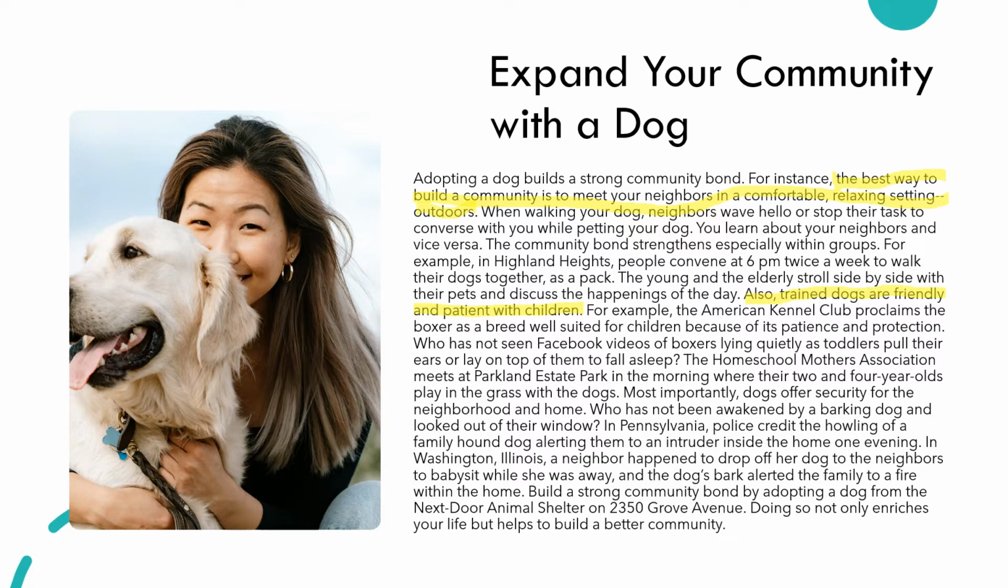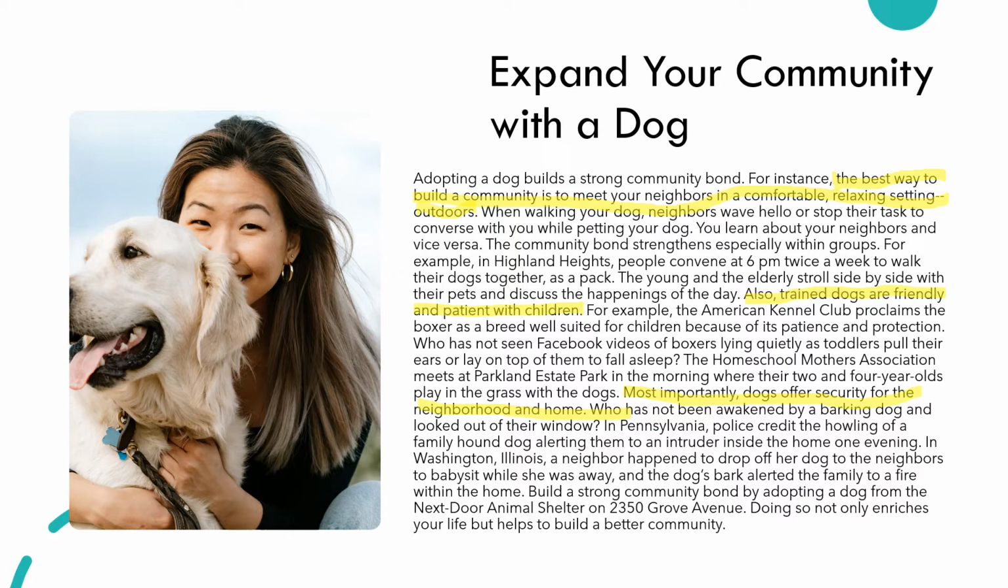Let's keep looking. Any other key points that we find from the article? Hopefully you noticed the one about security. So we have the paragraph divided into 3 sections, or it provides us with 3 reasons why adopting a dog can build a community. First, it allows us to meet our neighbors in a very comfortable and relaxing setting. We're outdoors. And then notice the subsequent sentences provide specific examples to support that sentence.